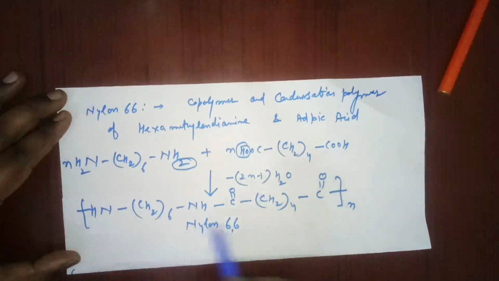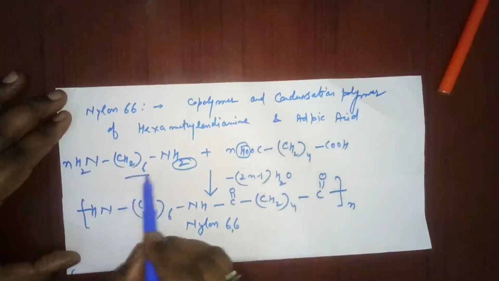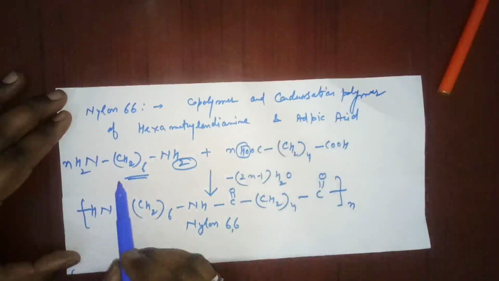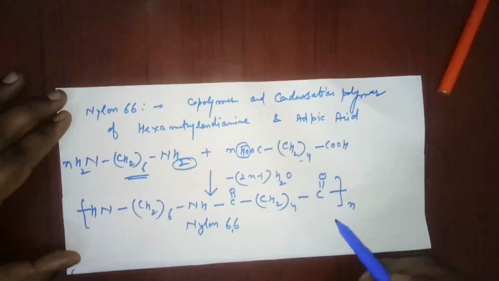Nylon 66 is so called because it is made up of two types of monomer unit. Both the monomer units contain 6 carbons. Here is 6 carbon, here is 6 carbon. This is hexamethylene diamine and this is the adipic acid.